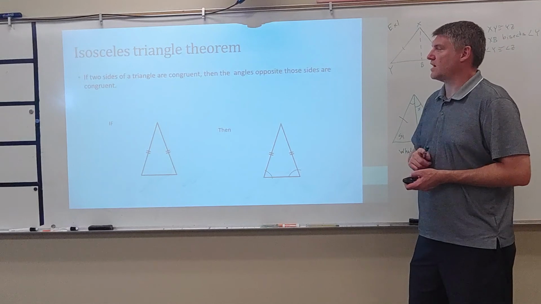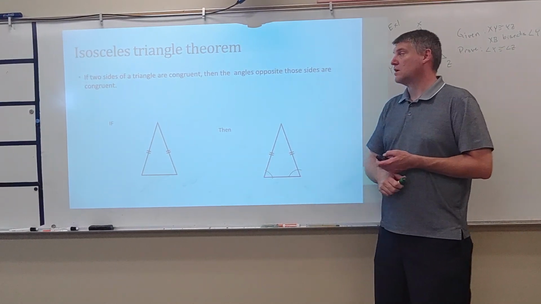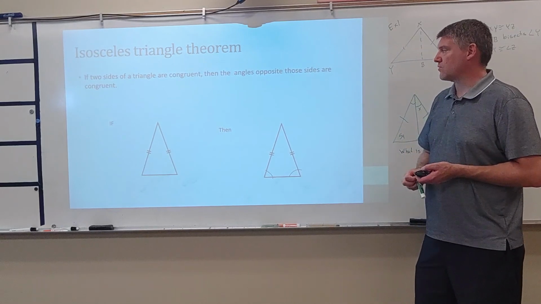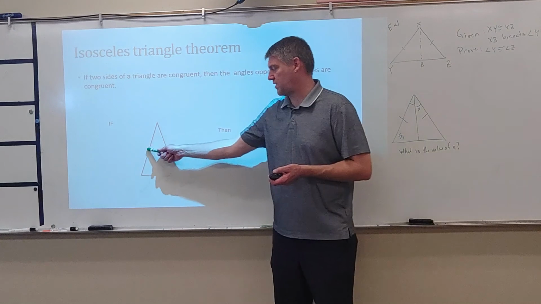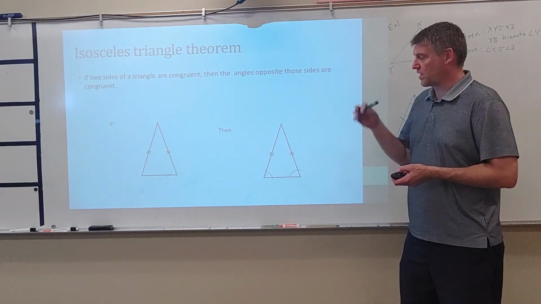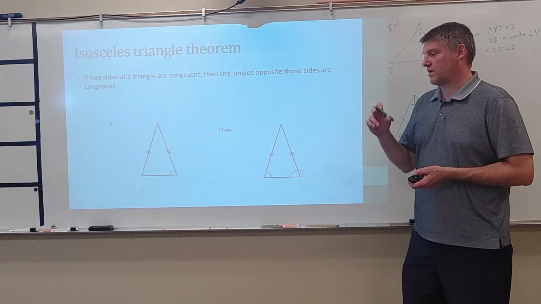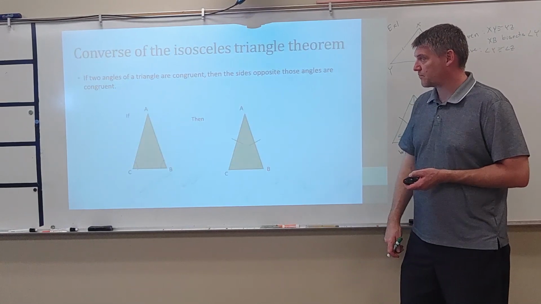So this is the isosceles triangle theorem, and this is what I was talking about with those base angles. If two sides of a triangle are congruent, then the angles opposite those sides are congruent. So if we know this, then we know this, okay? So if two sides of a triangle are congruent, then those opposite angles are also congruent.